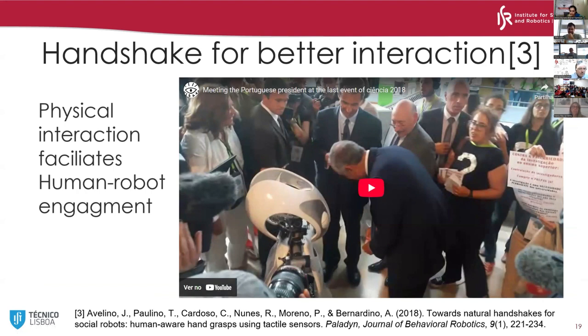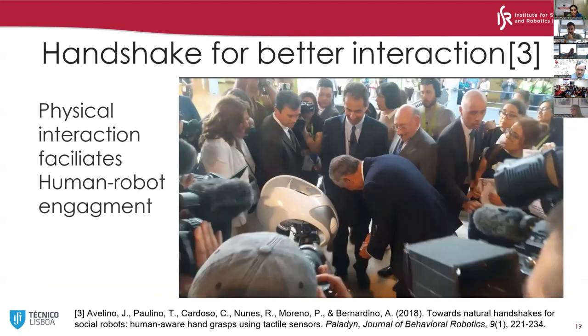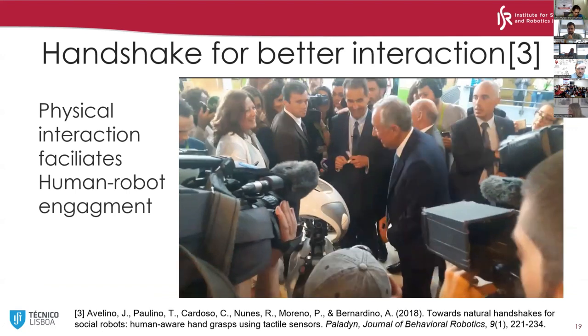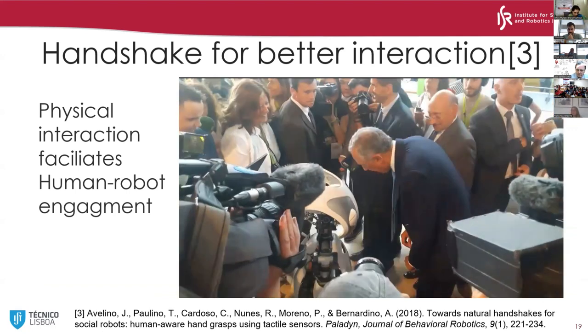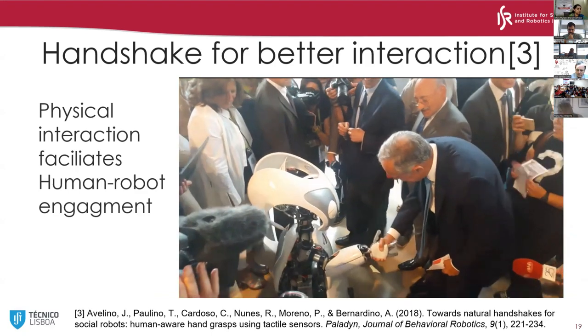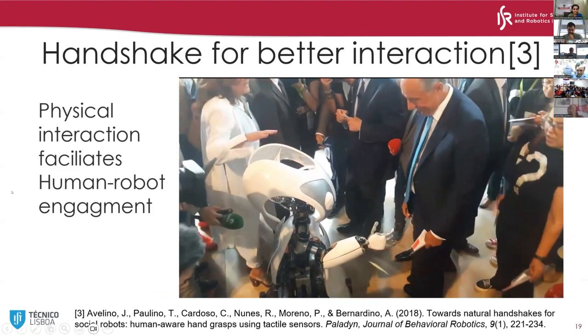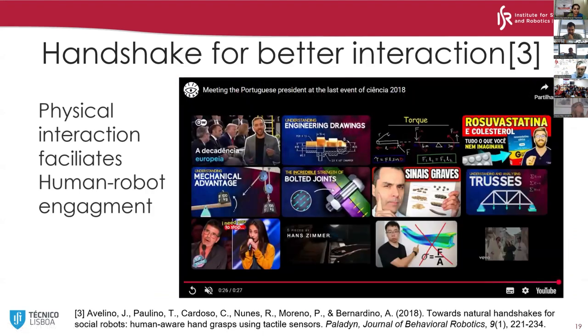Finally, nonverbal cues alone are not enough. We have to actually get in physical touch with persons to have better interaction. What we see here is the same social robot engaging in interaction with the current president of Portugal. At some point it executes a handshake, and the handshake includes that physical part, the touch, which is also important to engage in interaction with people.